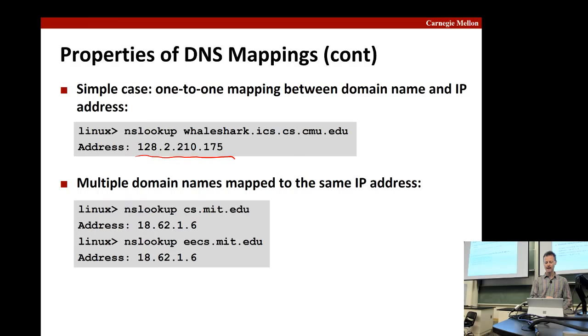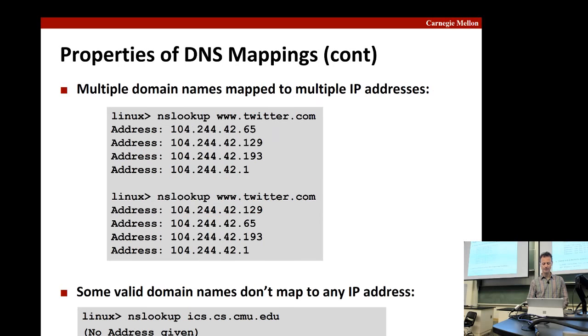That's a simple case when there's just this one-to-one mapping. It turns out that you can have multiple domain names, like here we're showing CS and EECS at MIT, that map to the same IP address. I double-checked that this morning, and that's still the case. If you do an NSLOOKUP on each of those, you'll still get the exact same address. So it's possible to have that kind of thing.